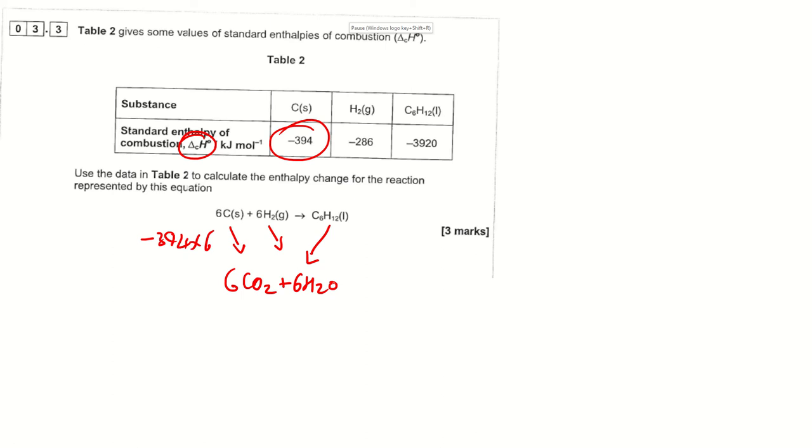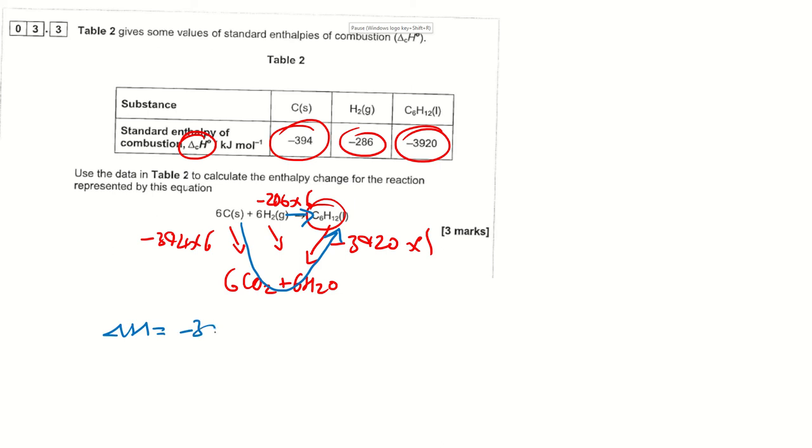Now, if we put our values, every time I burn 1 mole of carbon, it's minus 394. I'm burning 6 moles of it here. Every time I burn 1 mole of hydrogen, it's minus 286. I'm burning 6 moles of it here. Every time I burn 1 mole of hexane, it's minus 3920, and I am only burning 1 mole of it here. So that's fine. Now, in Hess's law, we want to go from here to here along the blue arrow, but we want to go on an alternative route, which is this route here. So our calculation for our delta H is minus 394 multiplied by 6 plus minus 286 multiplied by 6.